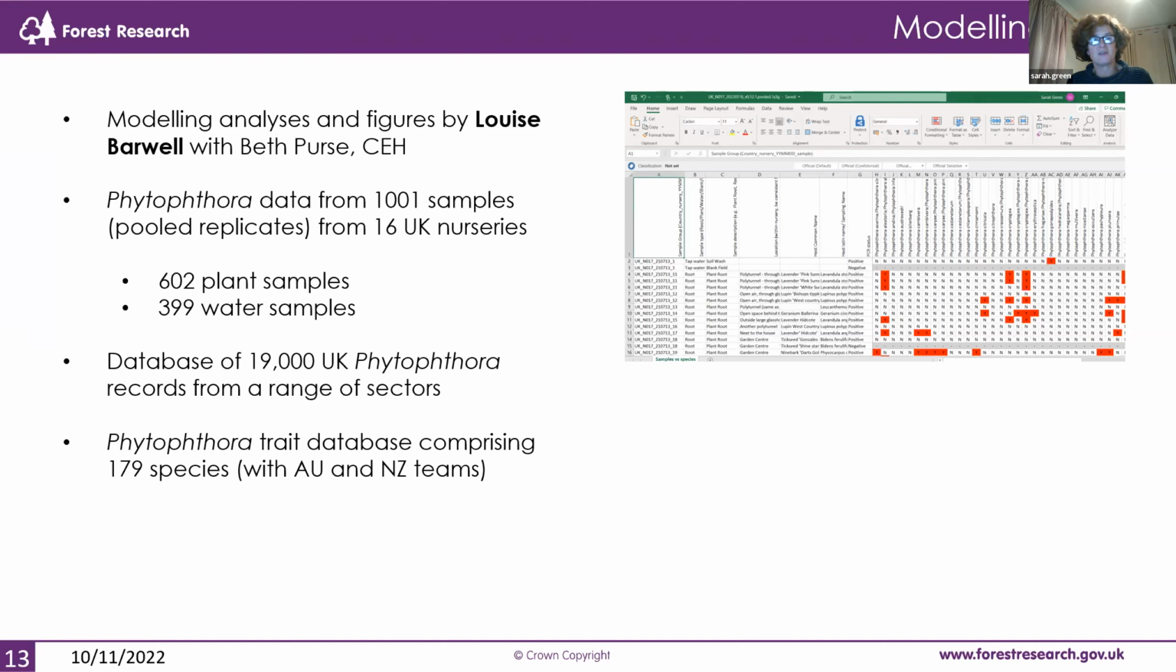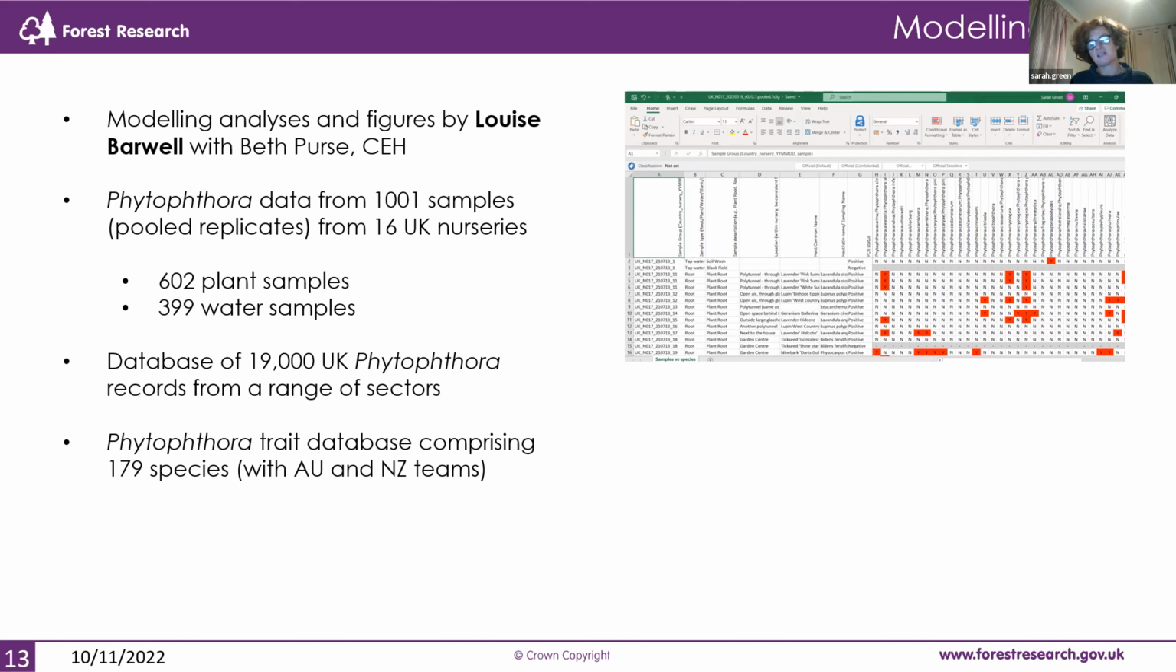So this is data from 1,000 samples from 16 UK nurseries, and this was around 600 plant samples and about 400 water samples. And then also included in the modelling analysis is a database of about 19,000 UK Phytophthora records, not just from nurseries, but from wider environments as well. So we can start to look at what's appearing in nurseries in relation to what's also being found in the wider environment in the UK.